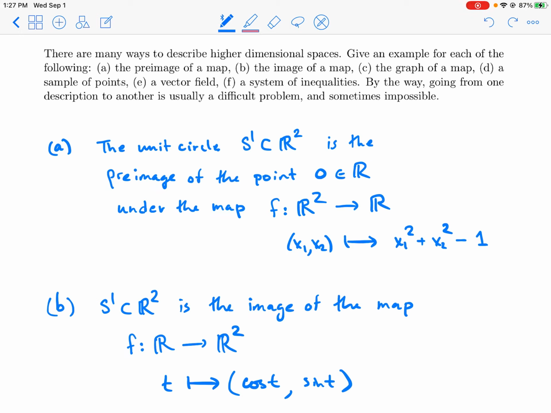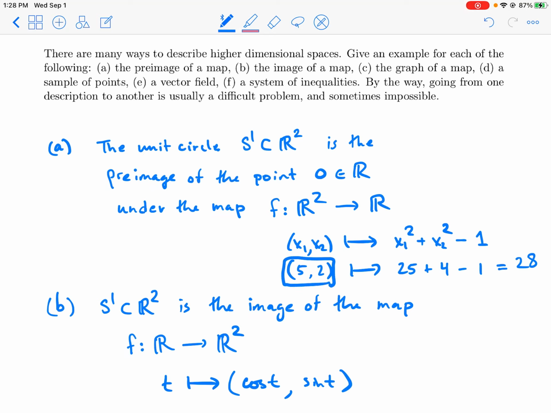The unit circle is the preimage of the point 0 under the map given by this formula. So it takes two real numbers and spits out a real number. For example, it takes 5, 2, and spits out the number 25 plus 4 minus 1 equals 28. Right, so this is just a map. It takes two numbers and spits out 1. But the preimage of 0 is the circle.